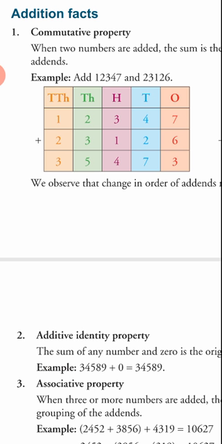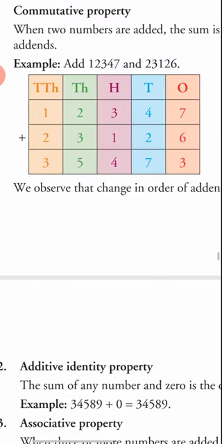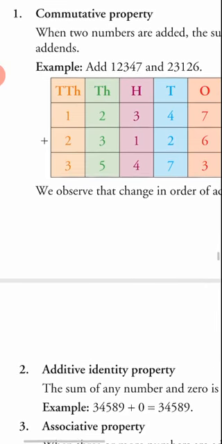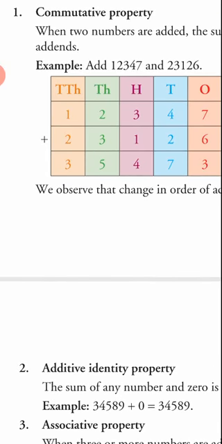Now what you have to do in this property: when two numbers are added, the sum is the same regardless of the order of the addends. Now in your Saturday class, I have given you two tips to add. One was that you have to start writing the number from the extreme right place, and one number should be below the other. Now, along with these two tips, I told you that the change of the order of the addends does not affect the sum. So, that is your commutative property. Means if you are to add two numbers, you can place any number on the upper side in order to get the sum. Your answer will remain same.